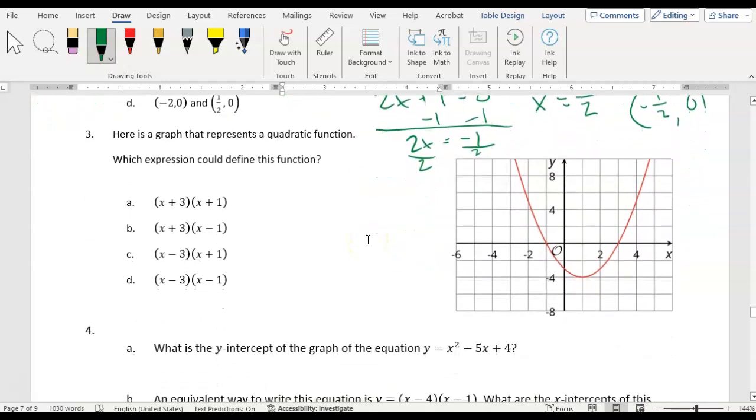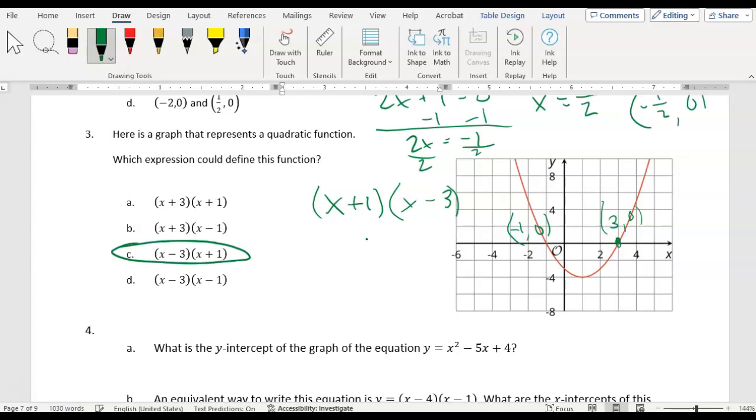Here is a graph that represents a quadratic function. Which expression could define the function? So looking at this, I see that I have an x-intercept of 3 comma 0 and an x-intercept of negative 1 comma 0. So the opposite would be x plus 1 times x minus 3. Because 3 minus 3 would give us 0, and this is a positive 3. Negative 1 plus 1 gives us 0. This is a negative 1. Okay, so the best possible answer here then would be x plus 1 times x minus 3, which gives us C right here.